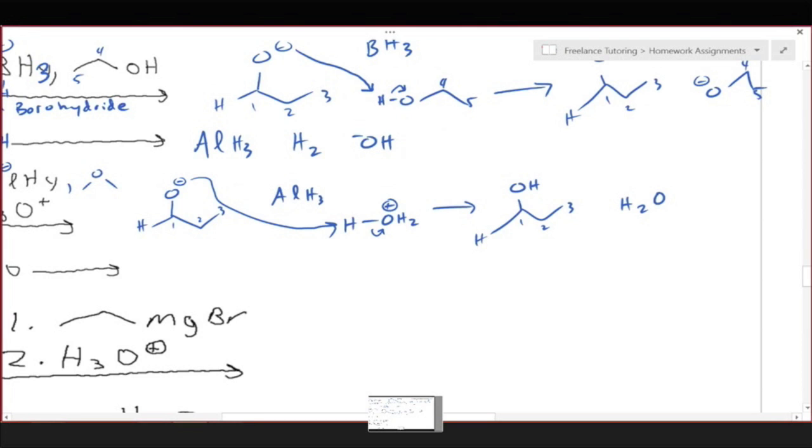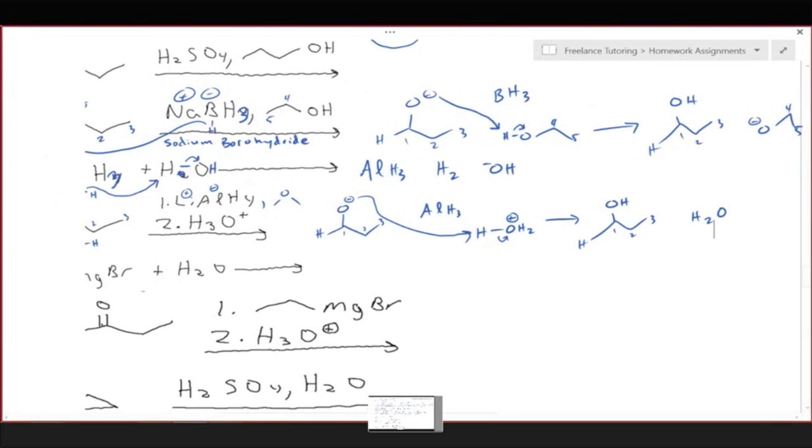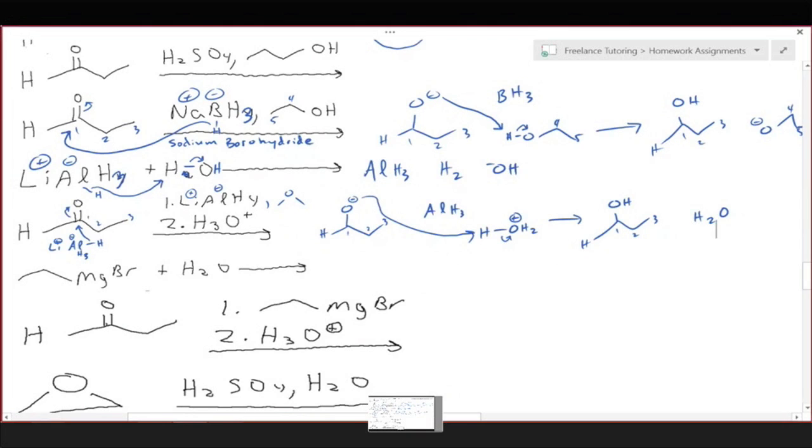Okay, that's good. You figured that out. Good. So let's look at the whole thing together here. Okay, very good. So what role did the lithium aluminum hydride play in the first step? Nucleophile. Good. That left the oxygen with a negative charge.